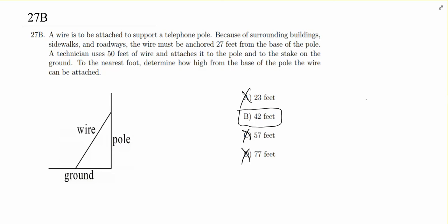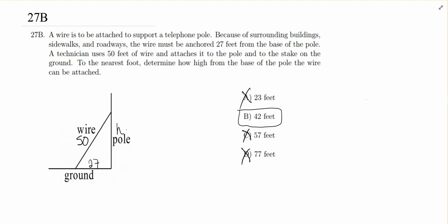This problem is all about putting numbers into the right places. So we had 50 feet of wire, which should be easy enough to put the 50 in where the wire goes. Now the 27 feet is how far we went over from the base of the pole. And there's a couple of clues to tell us that that's where it goes, on the bottom there. One of the clues is the word anchored. We're going to anchor this into the ground, so it needs to go over there. From the base of the pole, the fact that what we're being asked for is how high up the pole we're going. So there's a lot of clues to tell us where those numbers go.